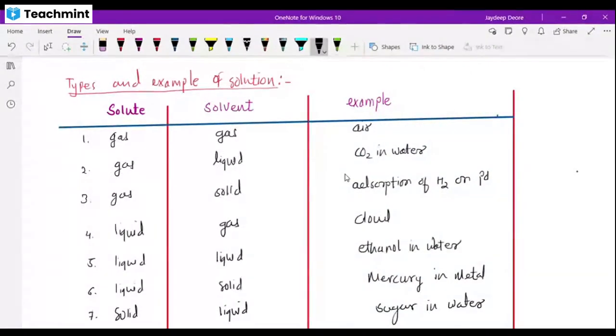Similarly HCl, the solution we use in the lab, concentrated HCl solution. Actually HCl is a gas which can be liquefied. The HCl solution is an example for this gas and liquid solution.